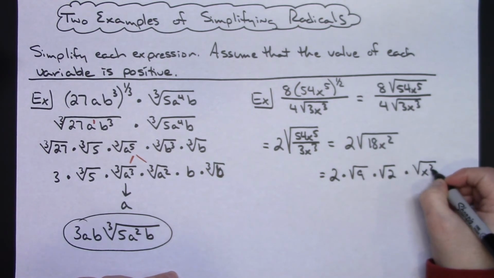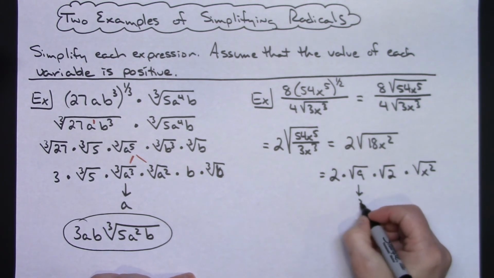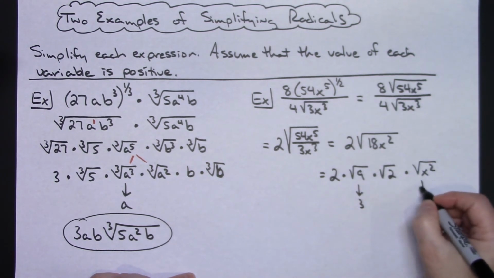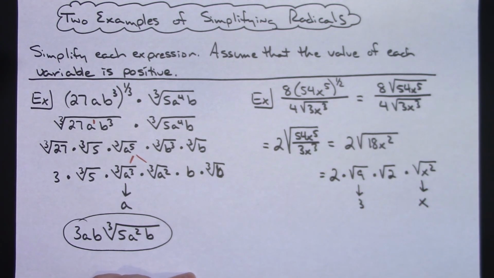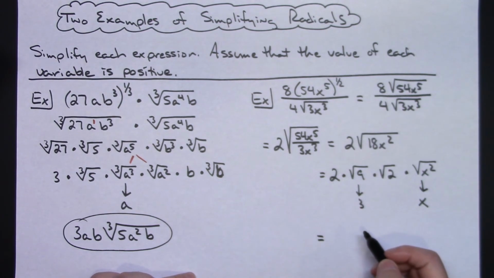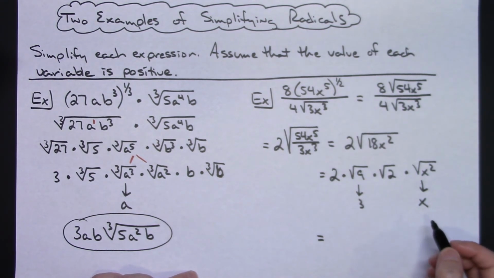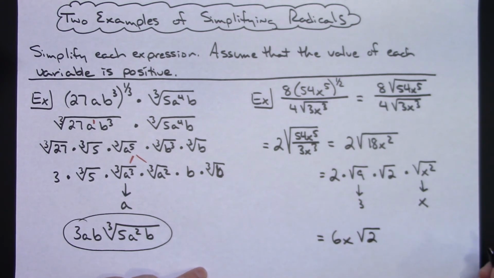Square root of x squared separated out. The square root of 9 I can take as 3. The square root of x squared I can take as an x. Square root of 2, and the 2 which is already outside is done. So 2 times 3 times the x on the outside is going to give me a 6x. And then the only thing left under the radical there would be the square root of 2. And again, assuming that all those variables are positive, we do not have to mess with any absolute value bars.